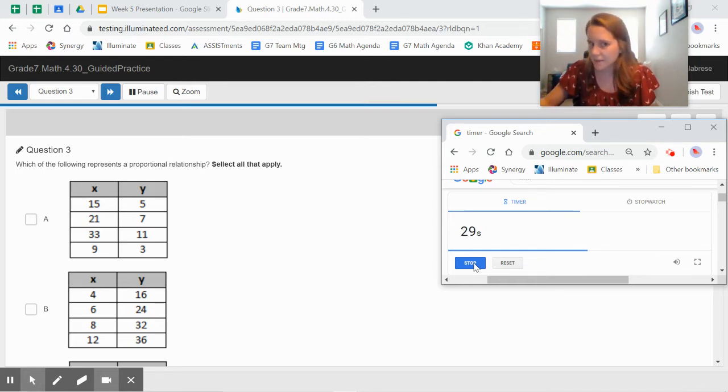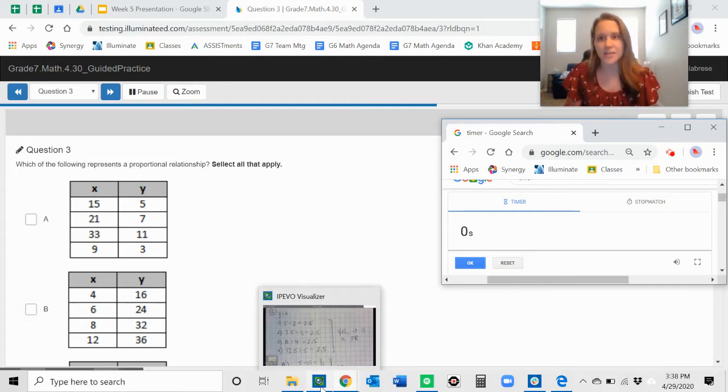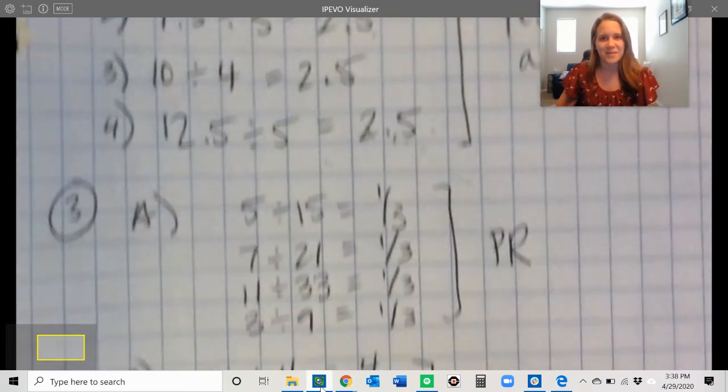We're about halfway through our time. Remember that y divided by x trick is a good one to use here. Go ahead and decide if A is true or false, and if B is true or false. All right. So I stopped a little bit early because I wanted to show you something, so bear with me.